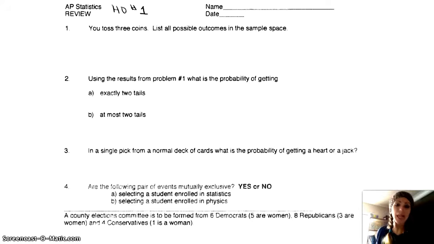So, number 1. Okay, you toss 3 coins. List all possible outcomes in the sample space. Okay, so you toss 3 coins. Your first coin, the option is heads or tails. The second coin, option is heads or tails. Third coin, option is heads or tails. And so your sample space is all of the possible outcomes you could possibly have.